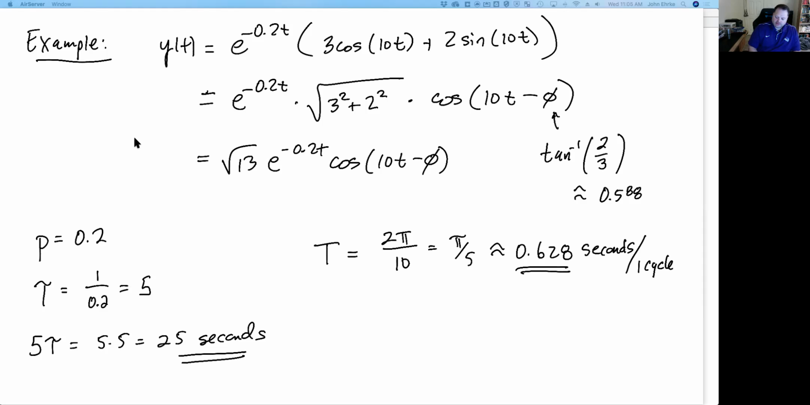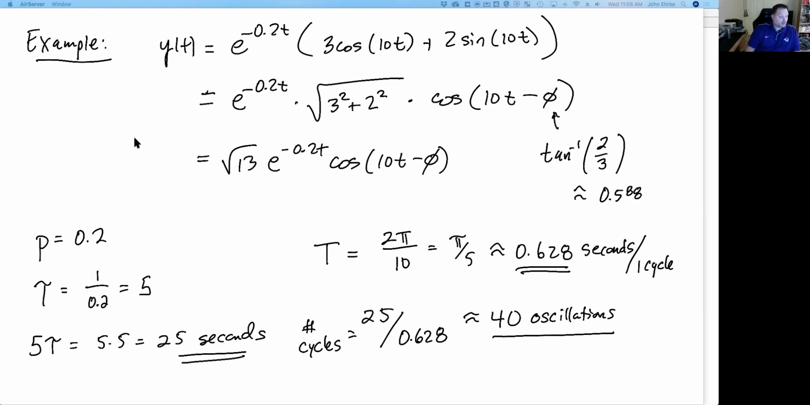So I've got 25 seconds. I can take 25 and divide by 0.628 to get the number of cycles. So the number of cycles that this thing would complete is equal to 25 divided by 0.628. This number is approximately 40. So there are approximately 40 oscillations that occur in 25 seconds for this wave. Let's take a look at this in Maple and see if we're correct.